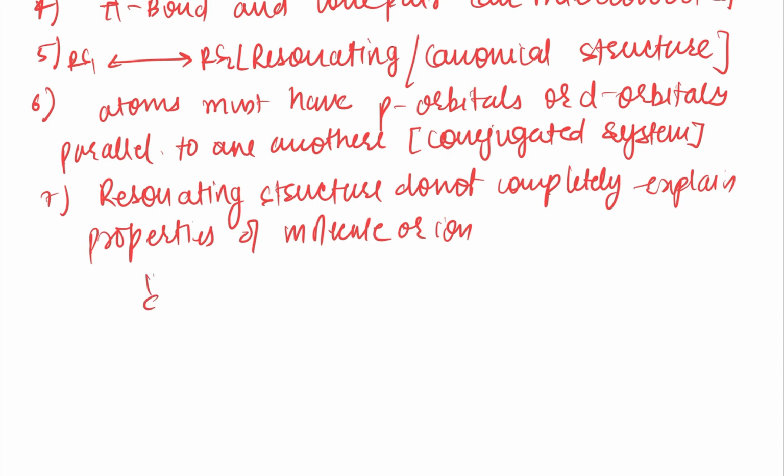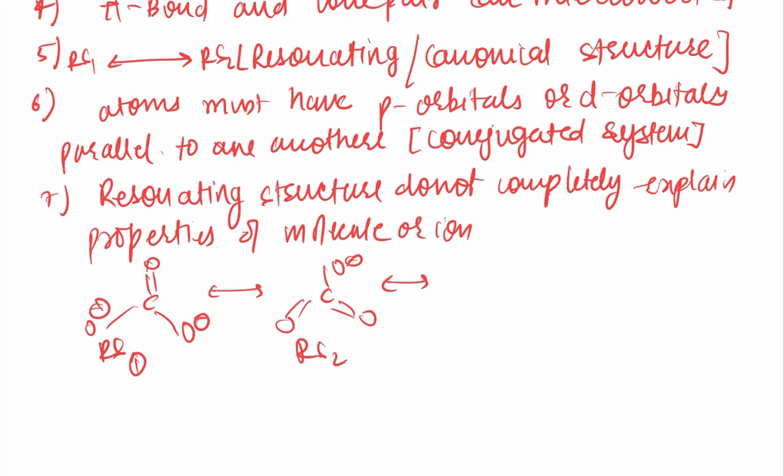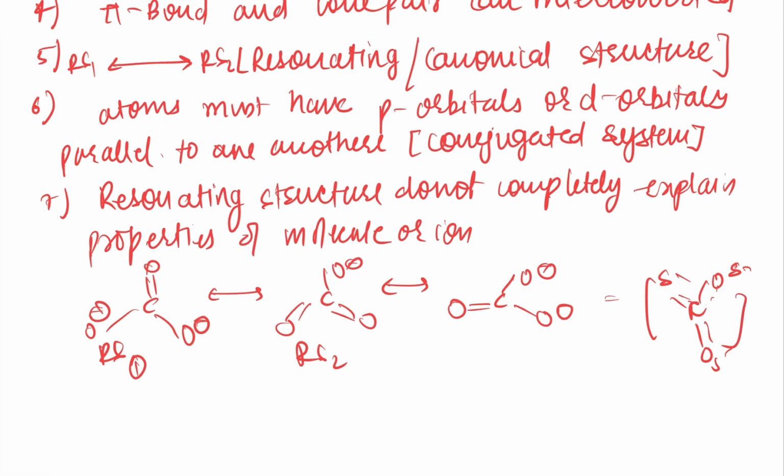Like we have the carbonate ion, with C, O negative, O negative. This particular structure cannot explain the property. This is resonating structure 1, resonating structure 2, and we have a third resonating structure as well, C O negative, double bond O, and the resonance hybrid will be C, O delta negative, O delta negative, O delta negative. So RS1, RS2, and RS3 can't explain why there is a negative charge on the oxygen atoms, but the resonance hybrid can explain it, right?